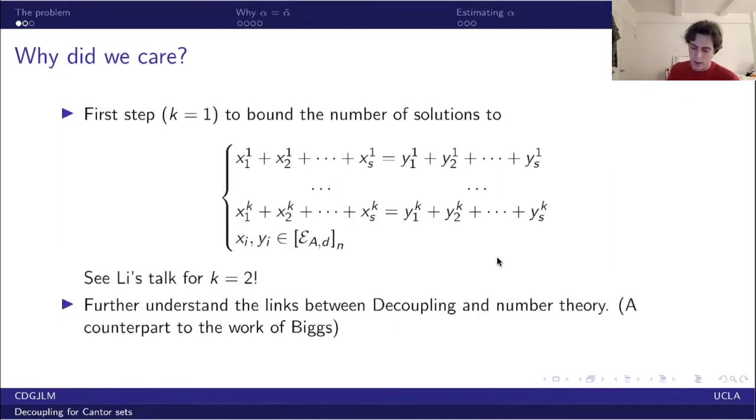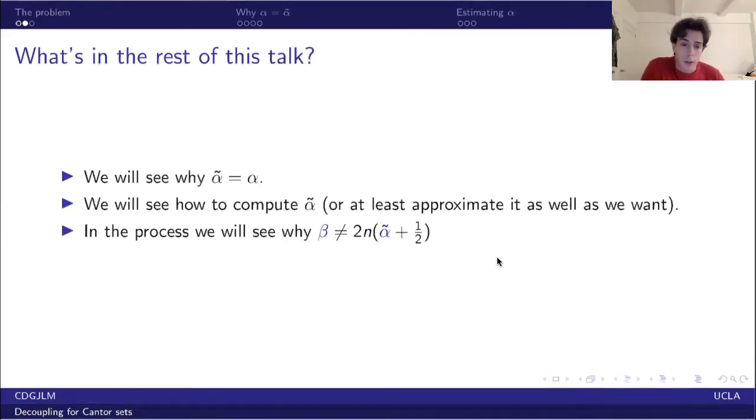And so on. Now, what's going to happen in the rest of the talk? I'll prove that alpha twiddle is equal to alpha, so that we have an honest relationship between decoupling and number theory. Again, usually you can prove this. Proving the reverse direction is in general much harder. We will find ways to compute alpha twiddle. It's of course going to depend on the Cantor set. And in some cases, it's going to be very easy. In some cases, we'll just find methods that, if you iterate them long enough, will let you find better and better approximations to the value of alpha twiddle. And in the process, we will see why the standard heuristic, that just putting constant weights is the worst case scenario, does not hold in our case.